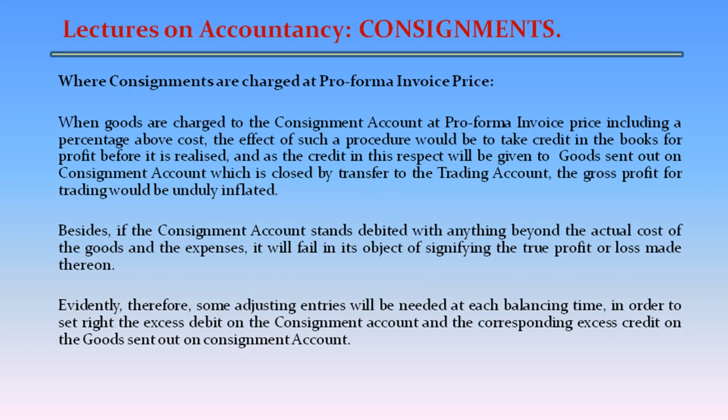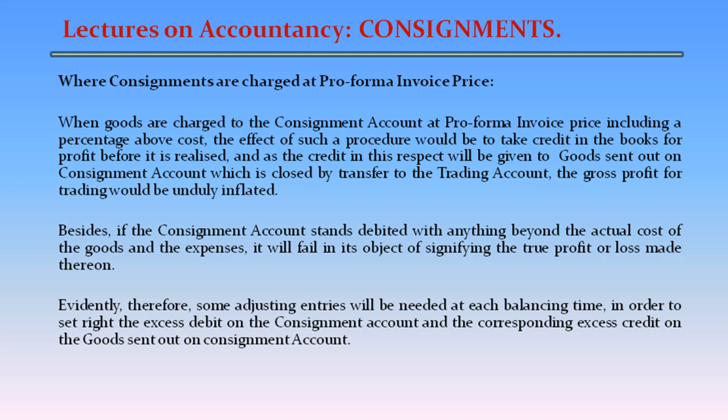Where consignments are charged at pro forma invoice. When goods are charged to the consignment account at pro forma invoice price, including a percentage above the cost, the effect of such procedure would be to take credit in the books for profit before it is realized, and as the credit in this respect will be given to the goods sent out on consignment account, which is closed by transfer to the trading account, the gross profit for trading would be unduly inflated.